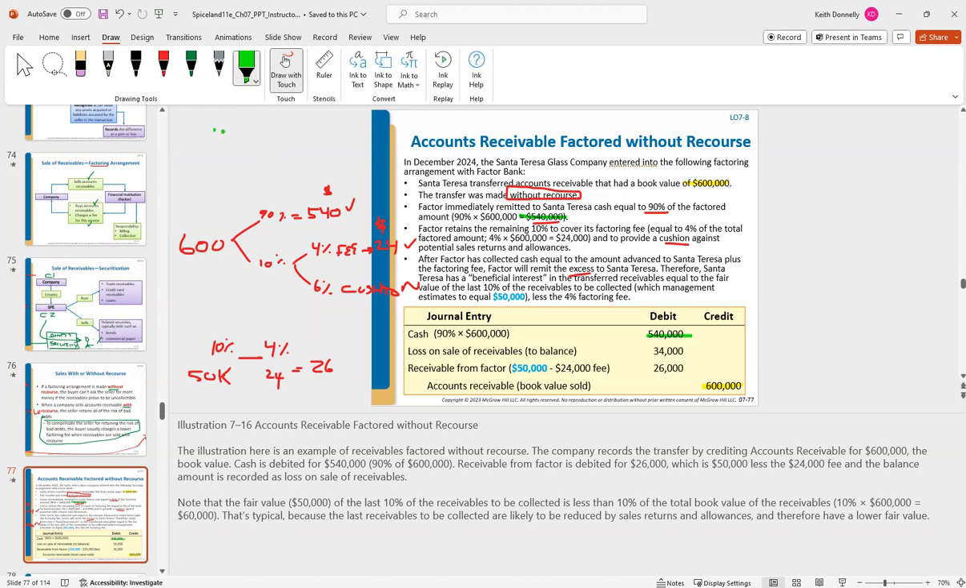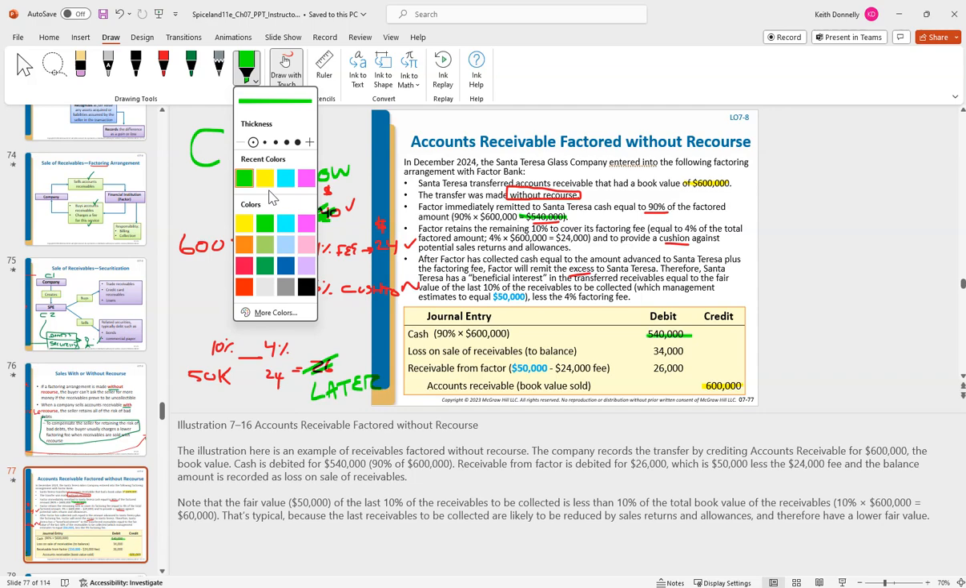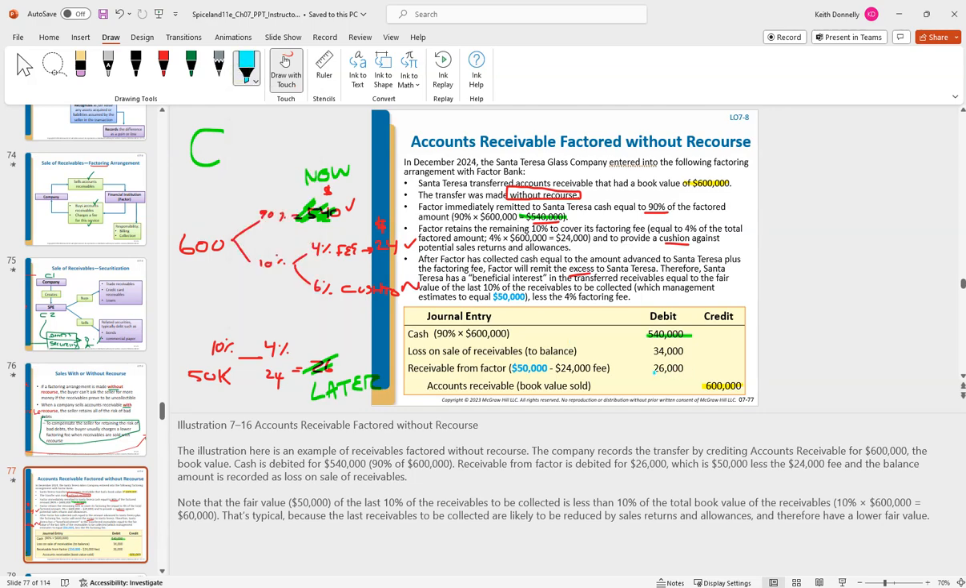So if you're the company, what you get: one is 540 right now. Two is after they collect everything they need to, we back out the fee. Later, they're going to give you 26, so we're going to account for that later right here.